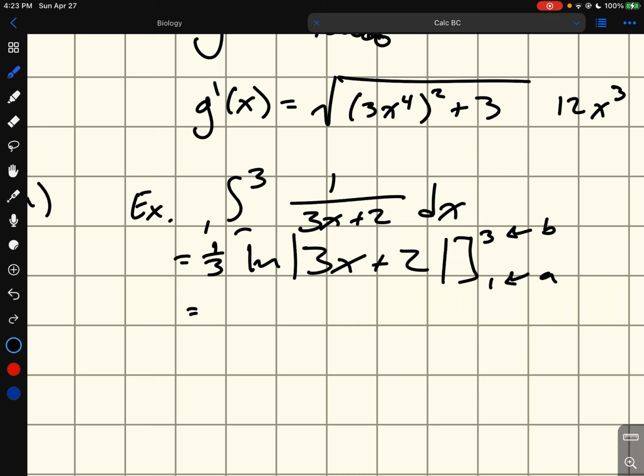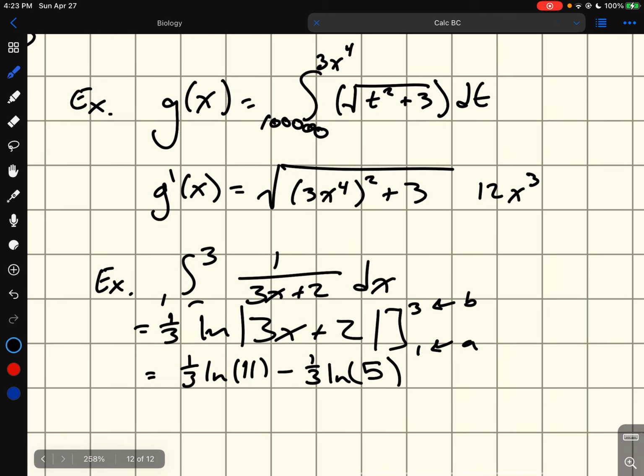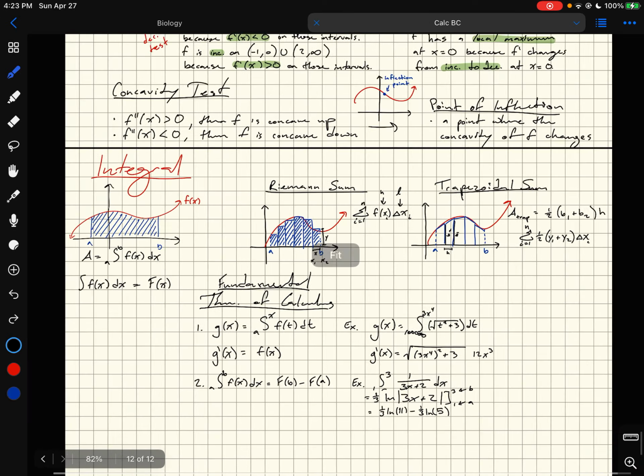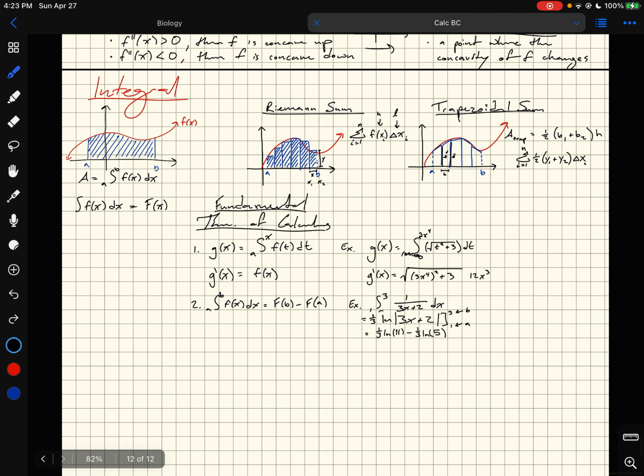B goes in here. So 3 times 3 is 9, plus 2 is 11, so 1/3 natural log absolute value of 11. But 11 is a positive number, so you don't really need that. Subtract. Now we plug in the a value. 3 times 1 is 3, plus 2, 5. 1/3 natural log of 5. And you don't need the absolute value because that is a positive number. And boom, there's your answer. So that's the fundamental theorem of calculus. Okay, this is going for way too long, so splitting it up.